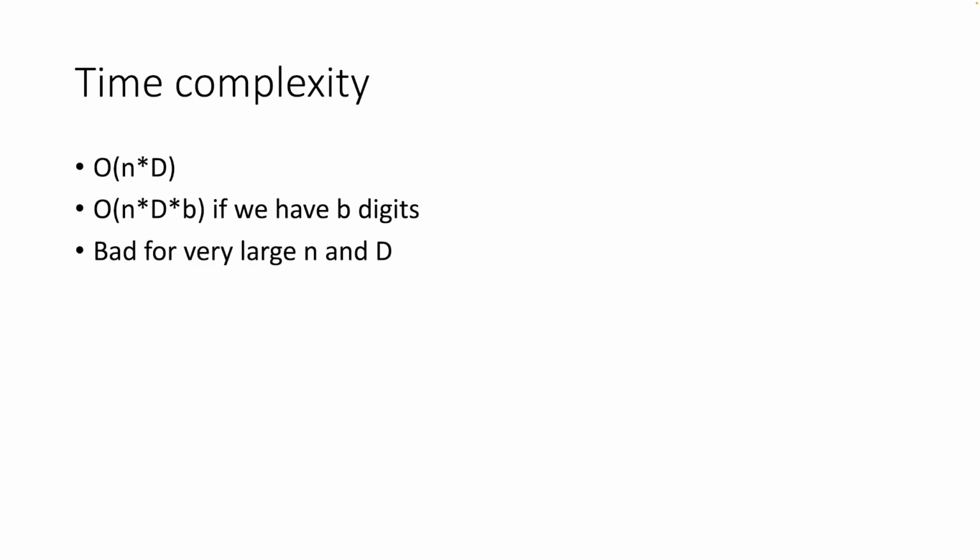Now, what about the time complexity? Well, it's quite obviously order n times d. We can get more exact with n times d times b if we have b digits, but I don't really want to focus on this detail in this video. We're dealing with base 10 here, so b is a constant. It's quite a large constant, but a constant nonetheless. The bottom line is that this is quite bad for very large n and d. So, can we do better?